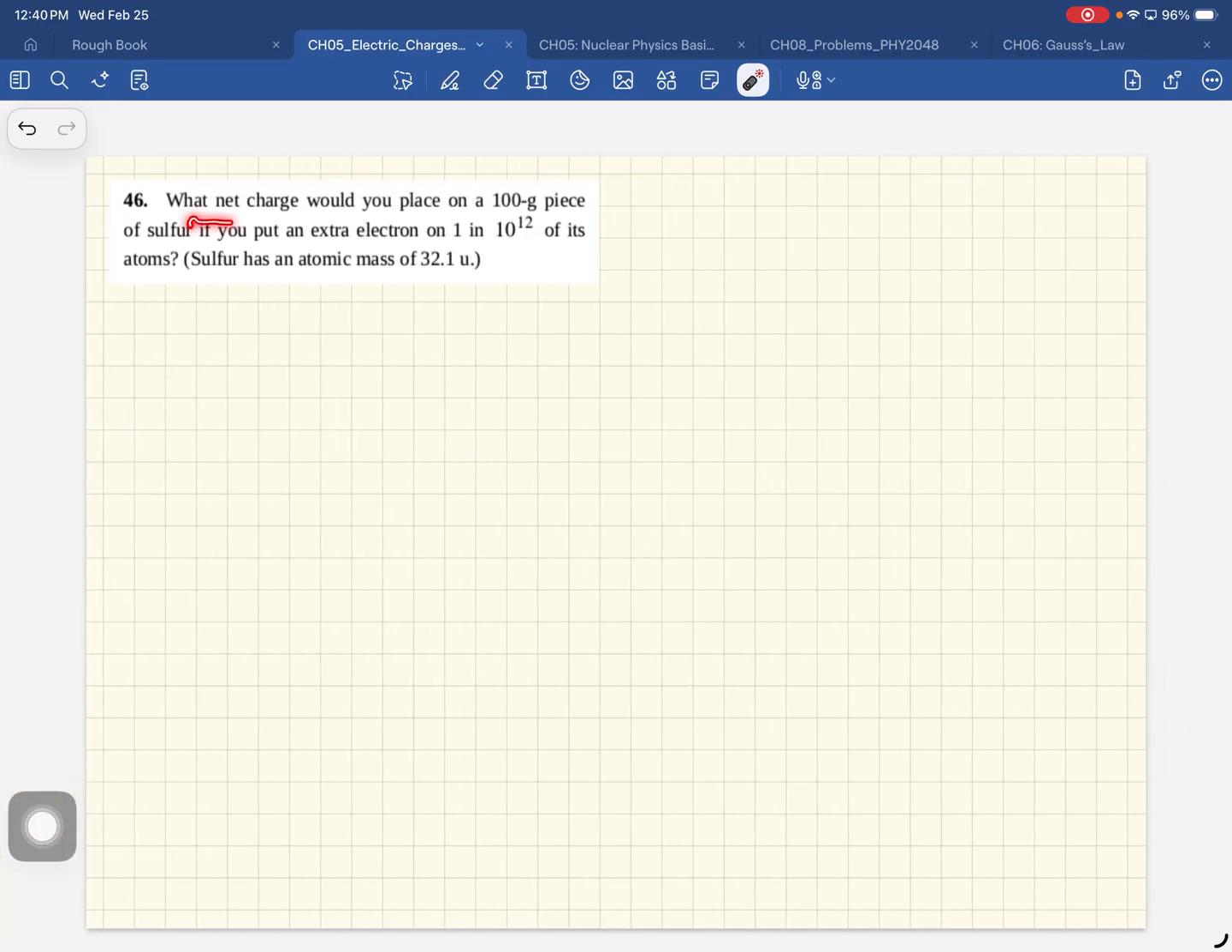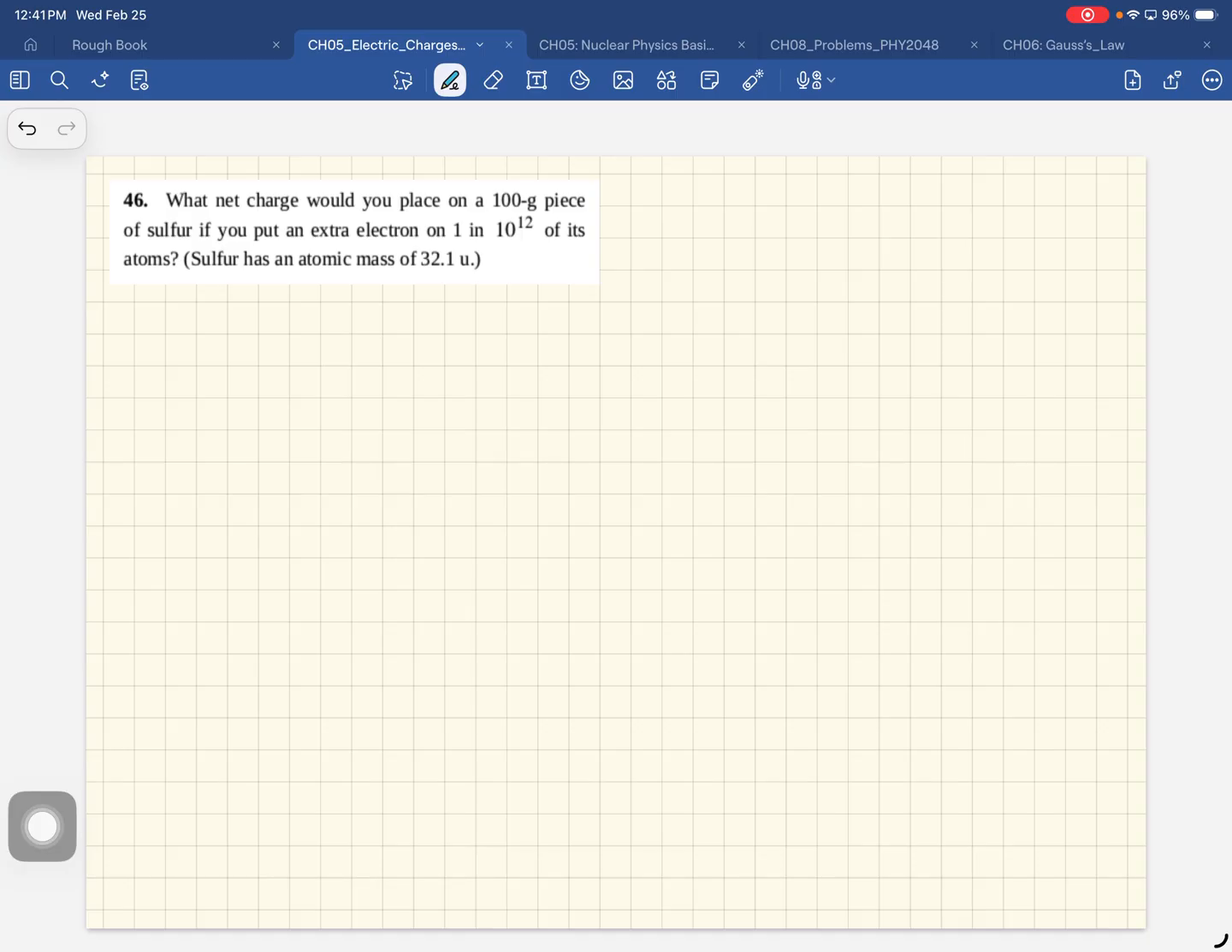All right, what net charge would you place on a 100-gram piece of sulfur if you put an extra electron on 1 in a trillion of its atoms? Now this is sort of a more feasible thing. So for every trillion sulfur atoms, you're going to put an extra electron. So let's calculate how many sulfur atoms there are in this 100-gram piece of sulfur first.